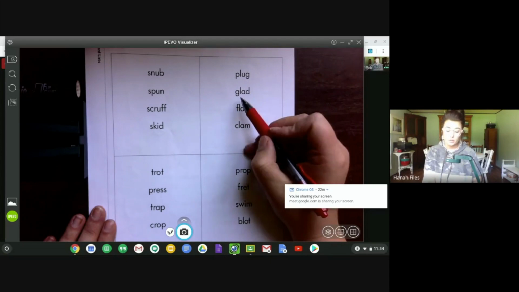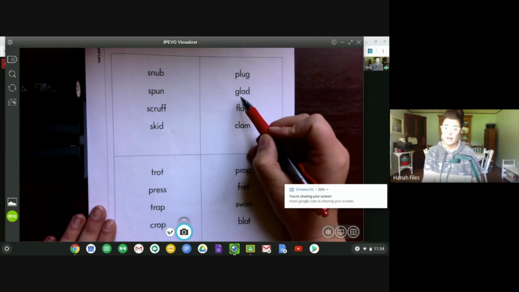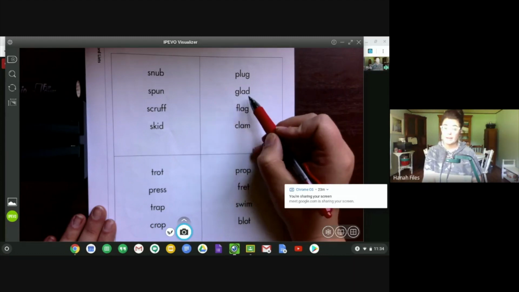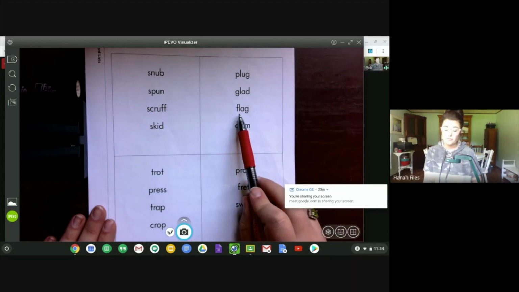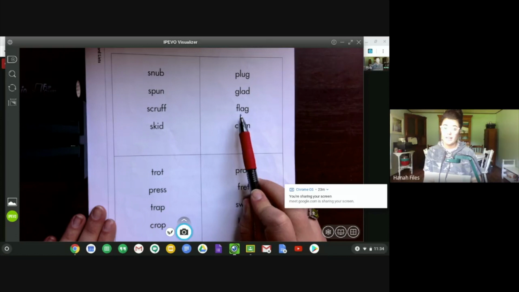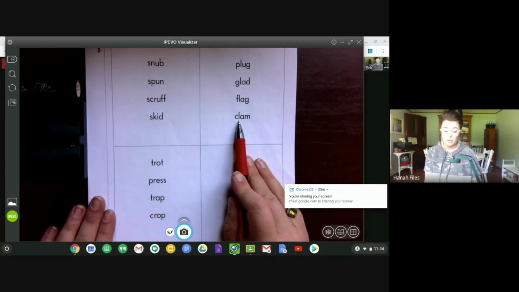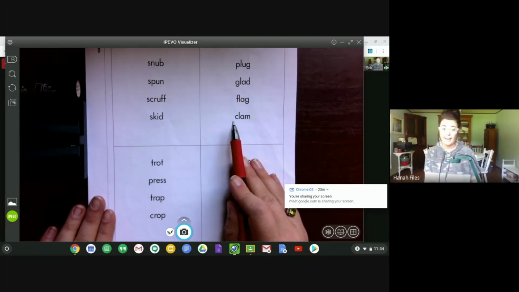Now we're on to the next word. Gl, a, d, glad. Say it with me. Glad. Look at this word. Fl, a, g, flag. Say it with me. Fl, flag. Look at this word. Cl, a, m, clam. Say it with me. Cl, clam.